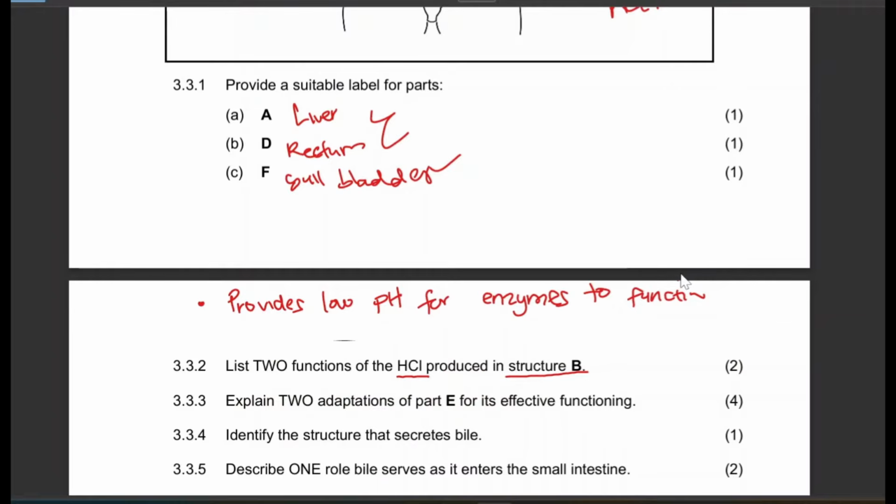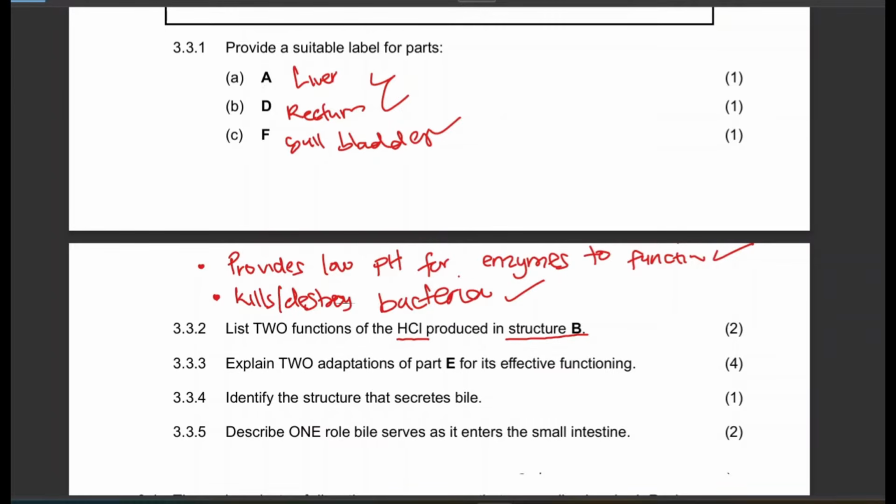It kills bacteria. So it may kill or destroy bacteria. Even if you say it destroys pathogenic microbes, that is also fine. You will get your mark.